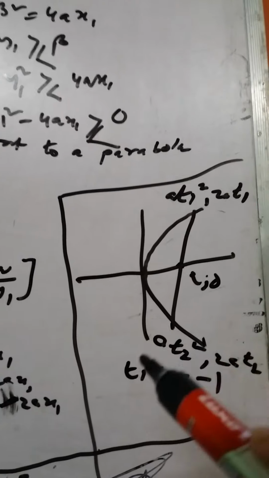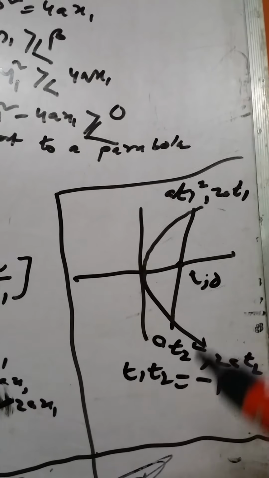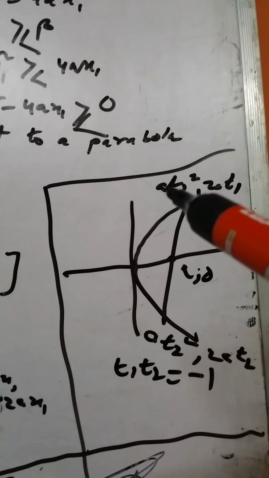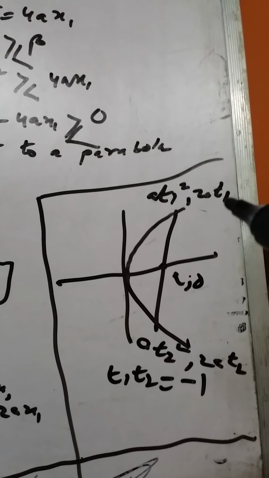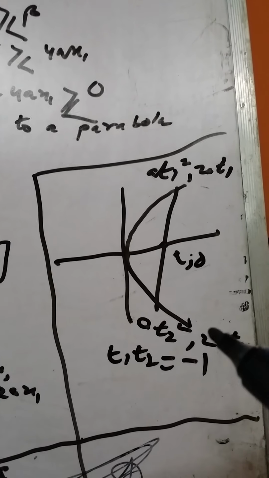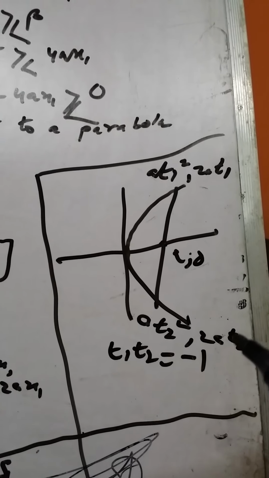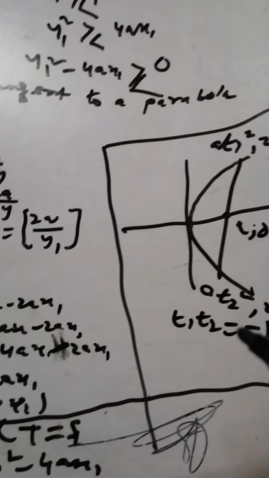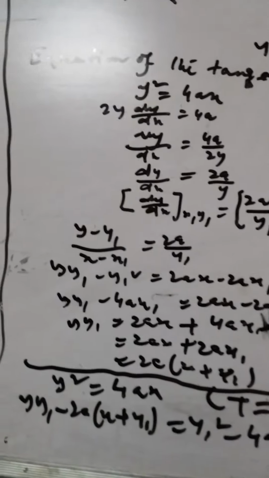Now that is the focal chord. If you consider a t1 square, 2a t1 as a parametric coordinate, and a t2 square, 2a t2 as another parametric coordinate, in the case of a focal chord, t1 t2 equals minus 1.